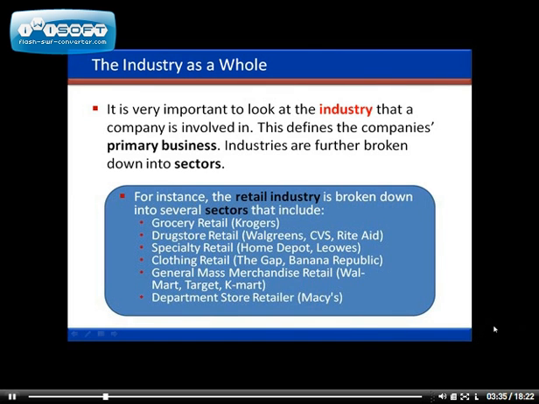Industry. It's very important to look at the industry that a company is involved in. This pretty much defines the company's primary business. Industries can be broken down into sectors or smaller niches. For instance, the retail industry is broken down into several sectors. Grocery retail, there's drugstore retail, specialty retail, clothing retail, mass merchandise retail, department store retail. And as you can see, these are clearly defined or segmented particular sectors.